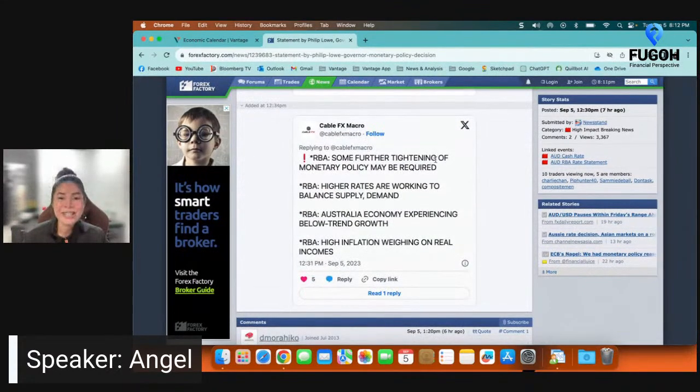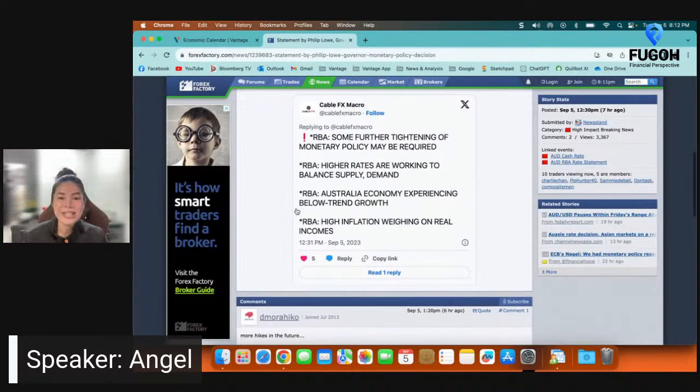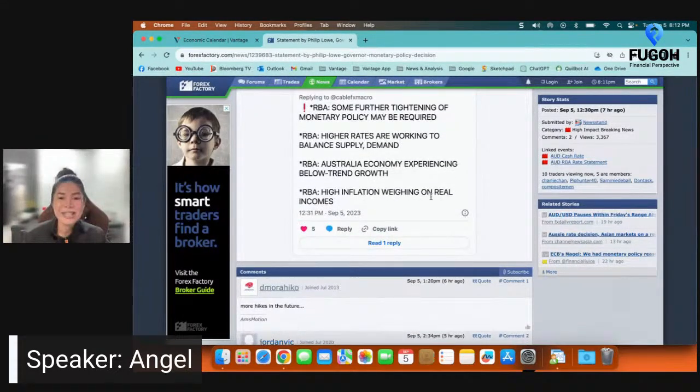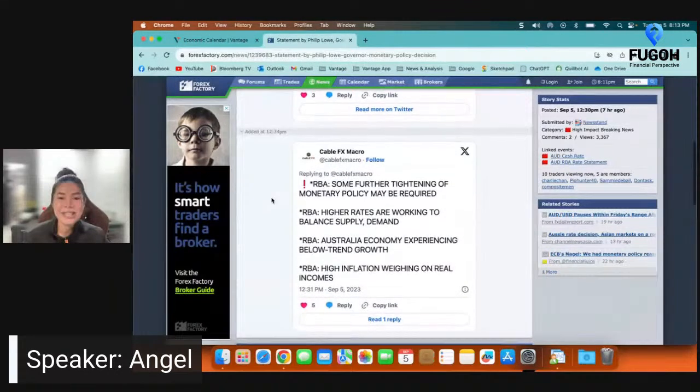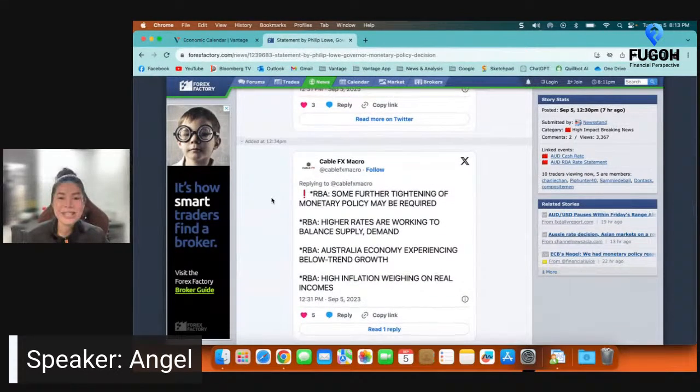Some further tightening of monetary policy may be required. Higher rates are working to balance supply and demand. Australia economy experiencing below trend growth. That's not the good news for Australia. High inflation weighing on real income. All right, so in general, I would say that this is a not so good story for the AUD.